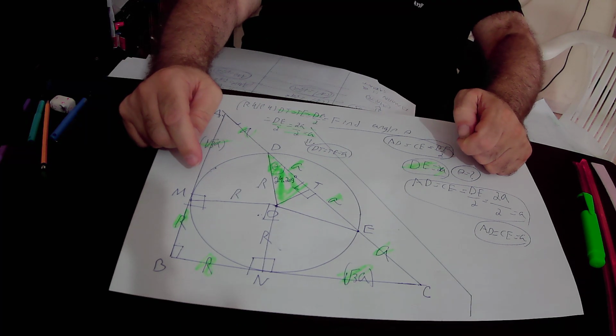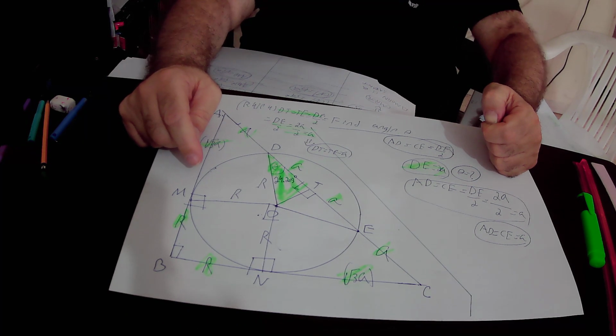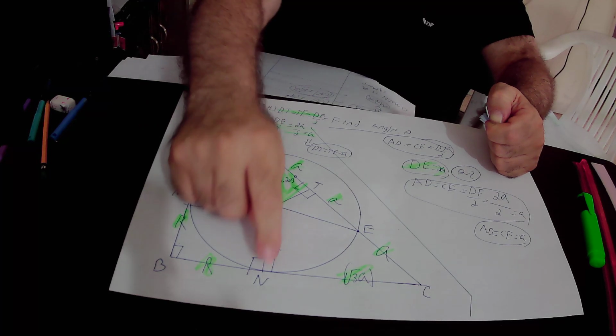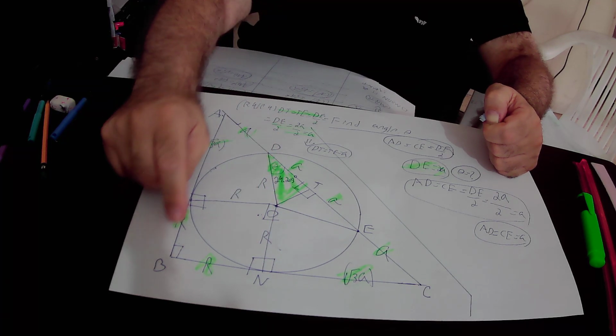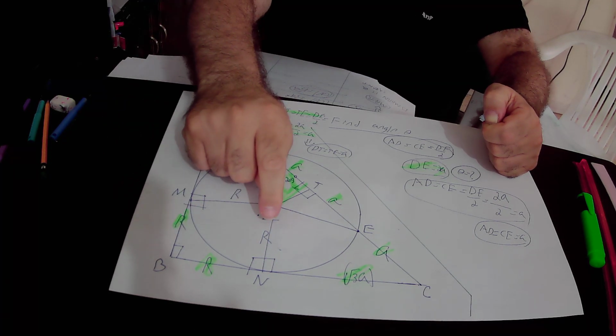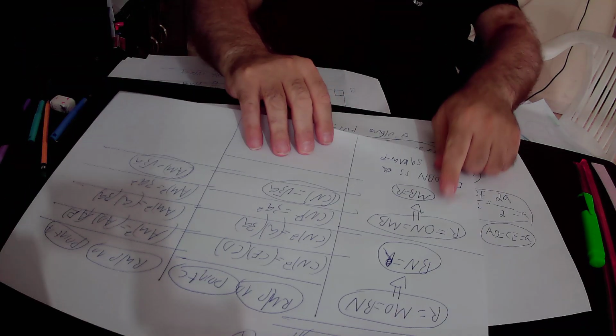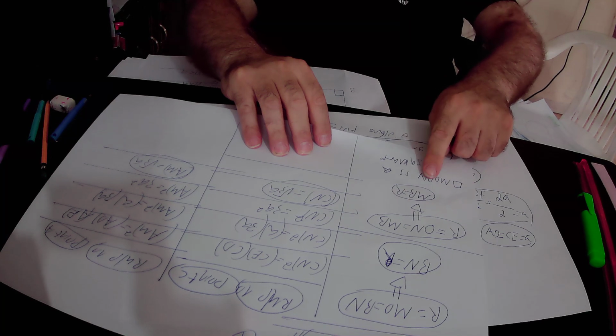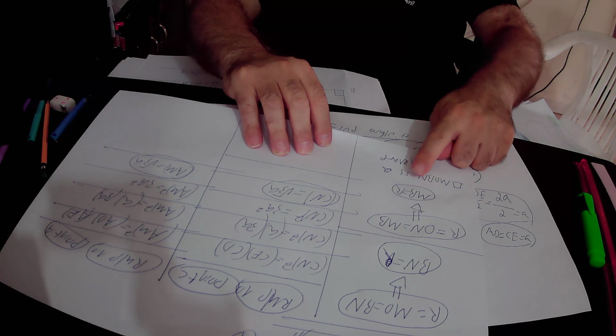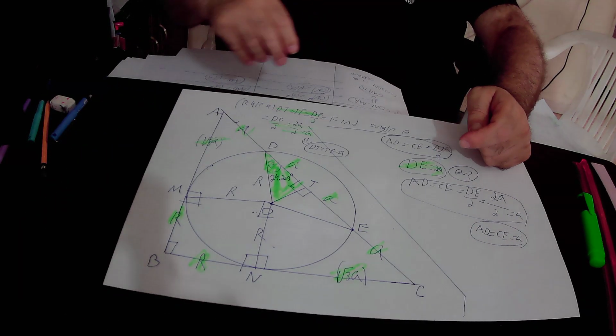Likewise, according to the same rule that the opposite sides of a rectangle are equal to each other, we get that ON equals MB. But we have already found out that ON equals R. And from this equation, R equals ON equals MB, we derive that MB is also equal to R.